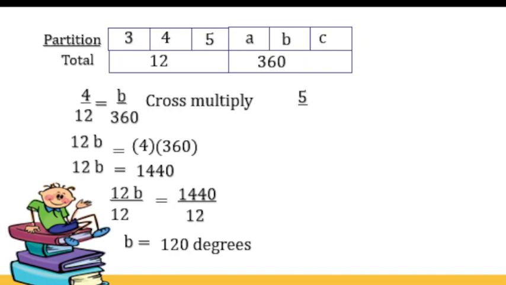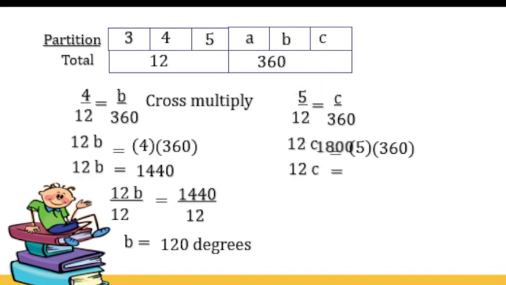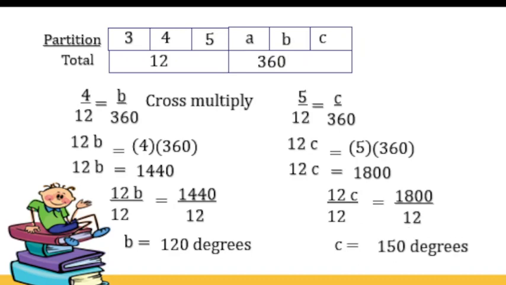Now, for C, 5 over 12 is equal to C over 360. Okay, so you have 12C is equal to 5 times 360, and 360 times 5 is equal to 1,800. Then divide 1,800 by 12. So cancel 12 and 12. The result is 150 degrees.